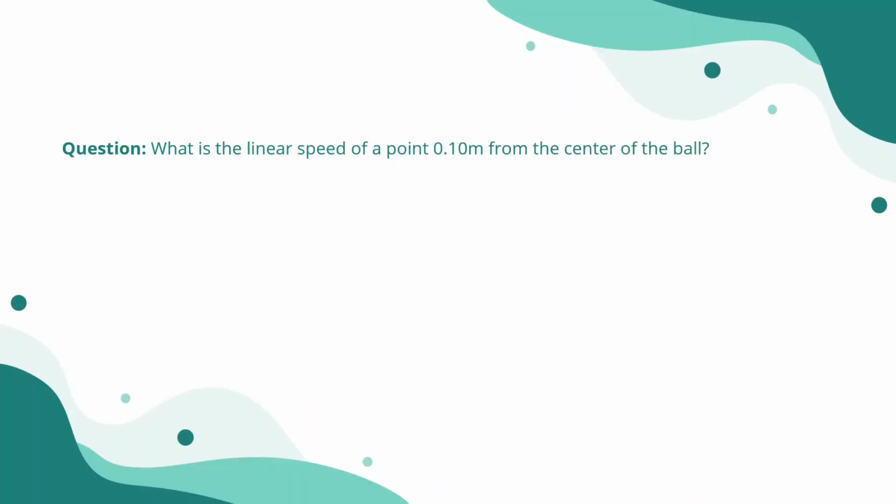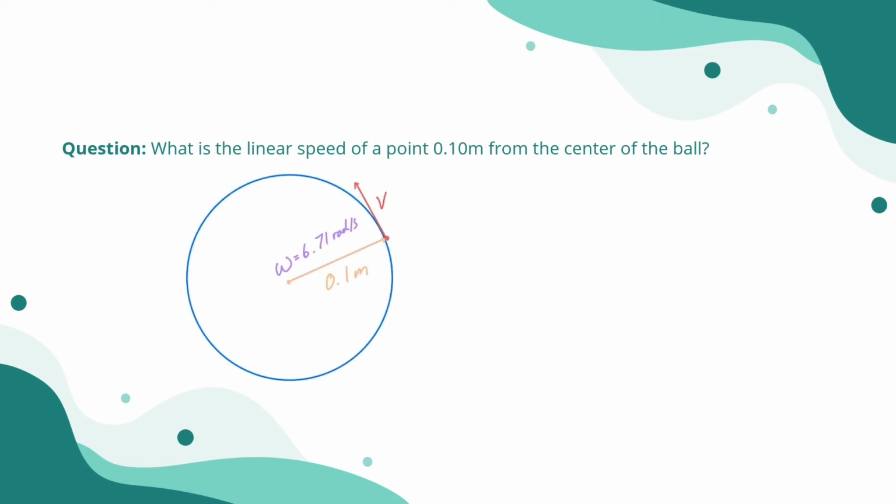So the next question. What is the linear speed of a point 0.1 meters from the center of the ball? This picture is the ball with a point 0.1 meters from the center. We need to derive the equation s = r theta to v = r omega. First we get ds over dt equal to r d theta over dt, and v is equal to ds over dt, and r d theta over dt is equal to r omega. So that's how we get the equation v = r omega.